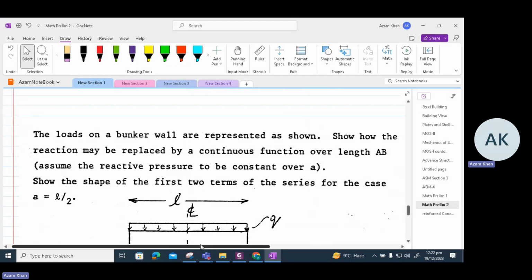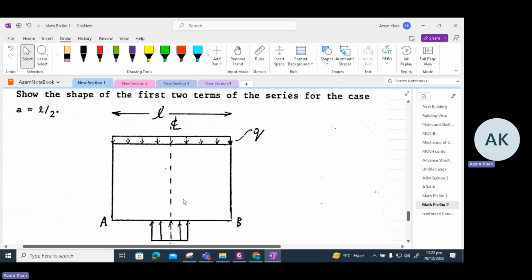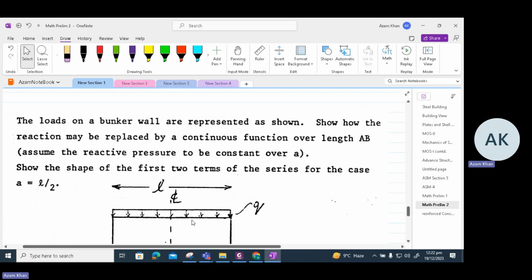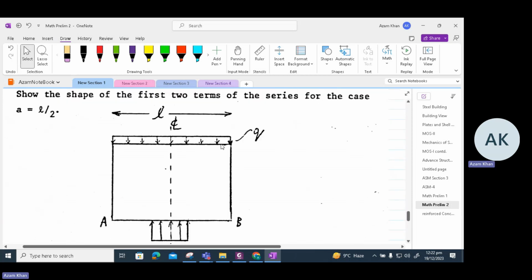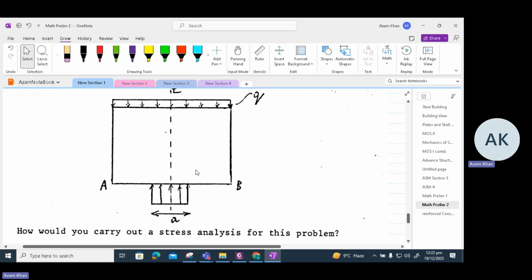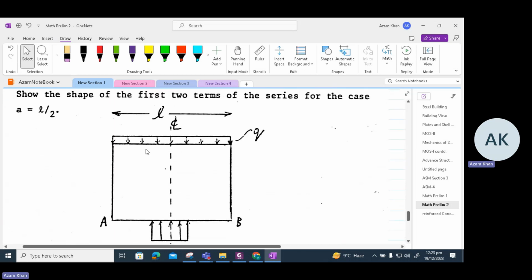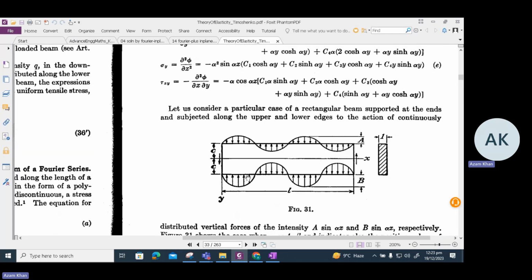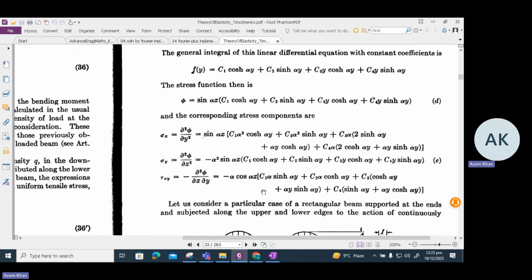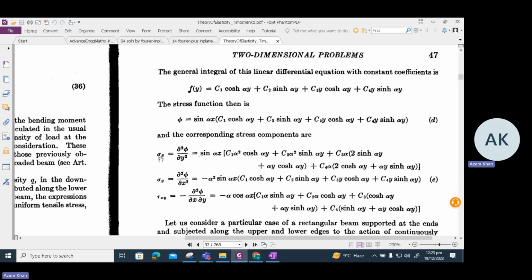Imagine we have a problem shown over here in which we are given loads on a bunker wall. We have a load per unit area applied along the length L at the top of the bunker and a patch load at the bottom of the bunker. We are asked to carry out stress analysis of this problem. This is a similar problem to what we discussed over here. We have already worked out the stresses in the form of constants C1, C2, C3 and C4.